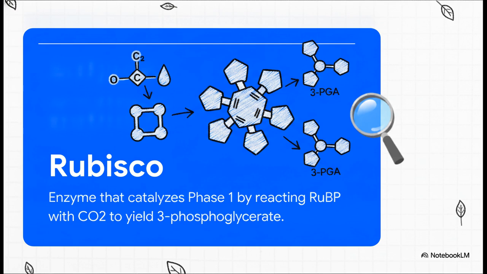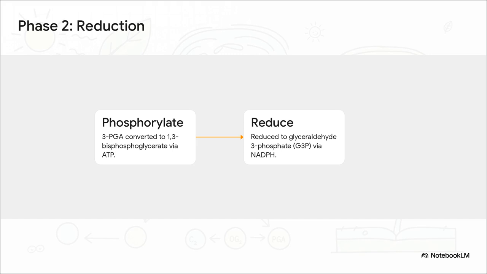Let's look at phase 1, carboxylation. This phase stars what is arguably the most important enzyme on the entire planet, ribulose 1,5-bisphosphate carboxylase oxygenase. We all just call it Rubisco. So, Rubisco takes 1 molecule of CO2, 1 molecule of water, and covalently bonds them to a 5-carbon skeleton called RuBP. Boom! This reaction instantly gives us 2 molecules of 3-phosphoglycerate, or 3-PGA. And hey, since 3-PGA is a 3-carbon molecule, and it's the very first stable intermediate formed here, we call this the C3 cycle.